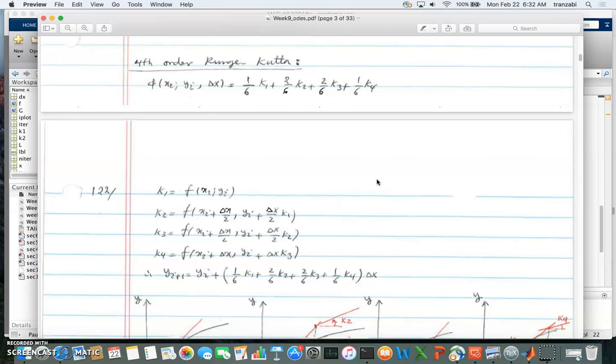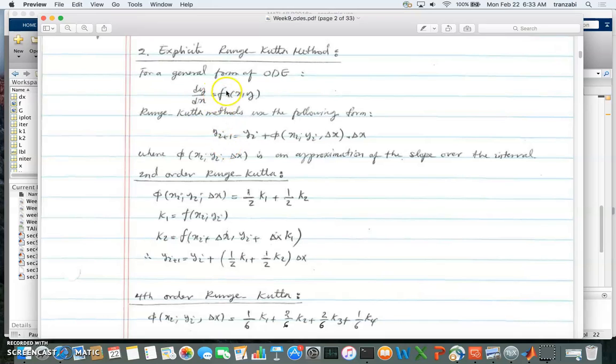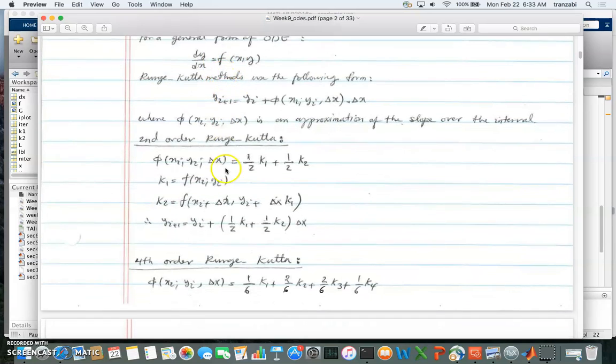So RK4 is very similar to RK2. This time we calculate 4 k values, k1, k2, k3, and k4, as opposed to only 2 k values for RK2. The first 2 k values are very similar to RK2. K1 is the function evaluated at xi, yi. For k2, you evaluate the function, which is again the right side of my differential equation. Hopefully this is not confusing.